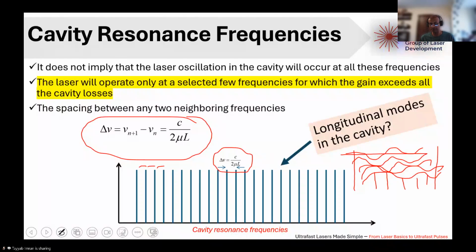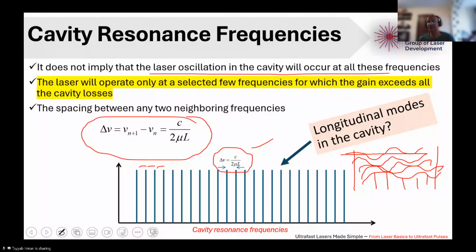If you see the first point here in the slide, if you calculate, there will be so many frequencies for the laser oscillation. But it doesn't mean that the laser oscillation in the cavity will occur at all these frequencies. It's impossible. There are many frequencies inside, but not all of them. So the laser operates only on a few selected frequencies. You know that it depends on the length, and on condition 1 and condition 2.